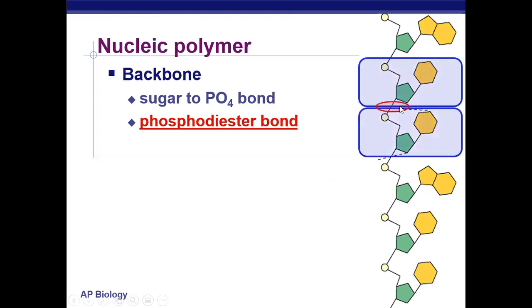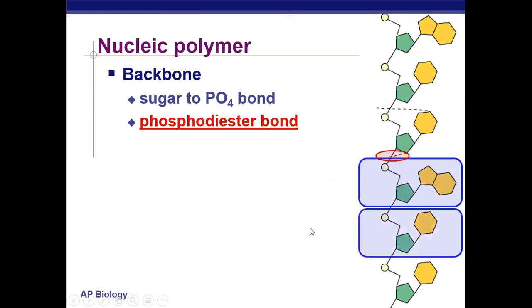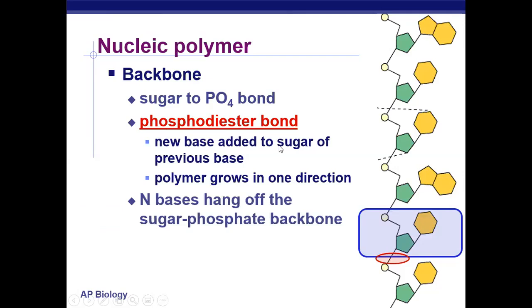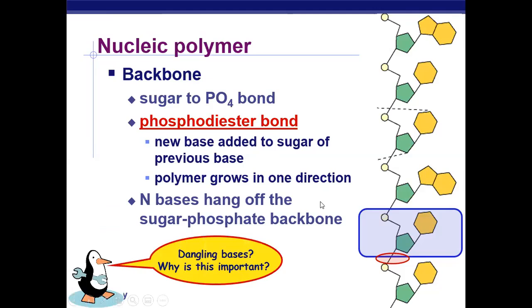So this is a phosphodiester bond. Every time that sugar is bonded to a phosphate, phosphodiester bond. A new base is added to a sugar of the previous base. The polymer only grows in one direction. And when we get to the end of this semester, when we talk about DNA replication, transcription, and translation, you will have to know about the directionality of growing DNA. The nitrogenous bases hang off of the sugar phosphate backbone.